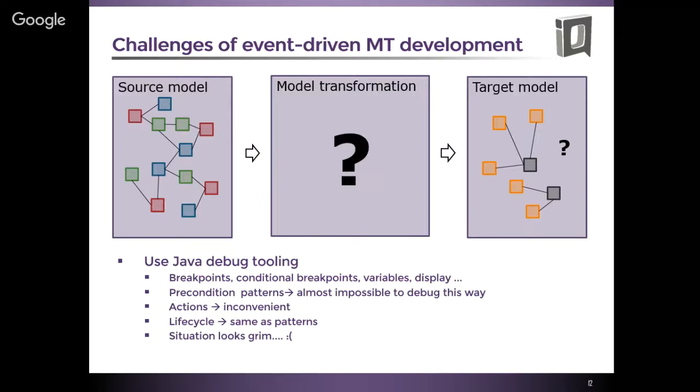However, it's not very convenient to use the conventional Java debugging tools for debugging model transformations, because typically debugging the precondition patterns is quite difficult using the standard Java debugger, as these precondition patterns are defined in a declarative domain-specific language. And the code generated based on these patterns can be quite complicated and hard to understand if someone has never actually seen it before.